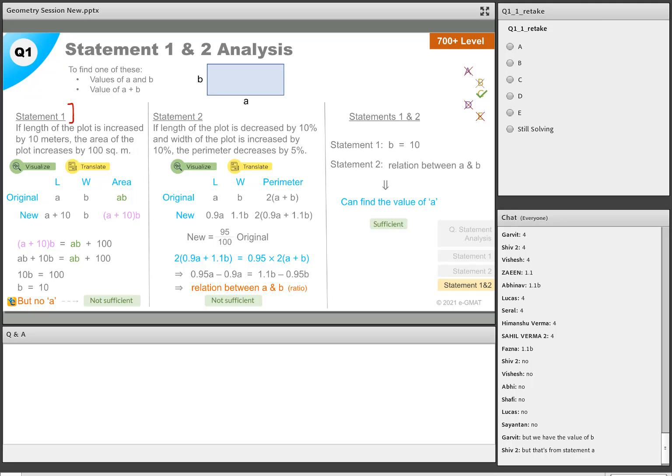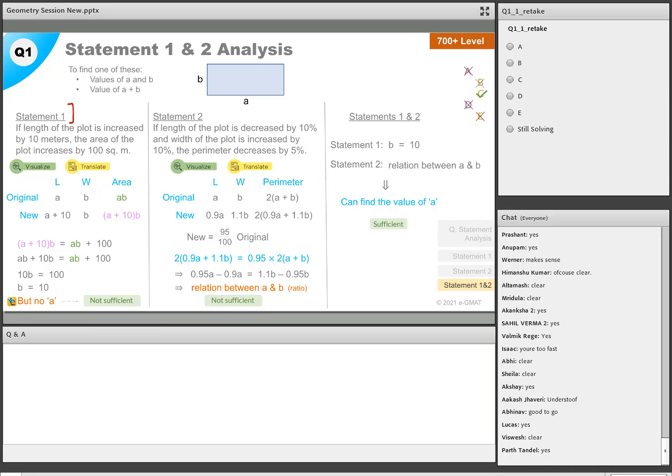Please tell me if the solution is clear to all of you or not. Perfect. That's very good. And we'll be reiterating the same model for the next set of questions as well.